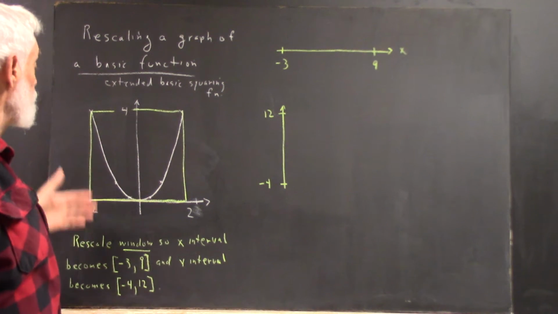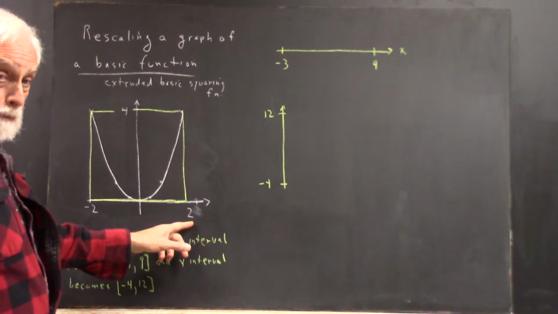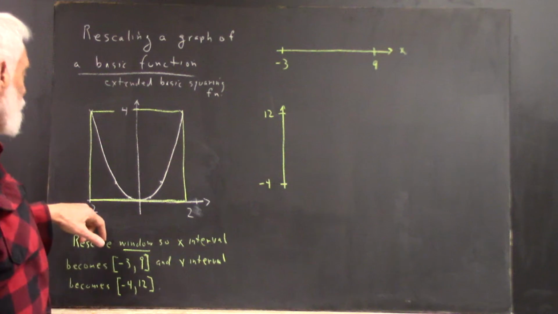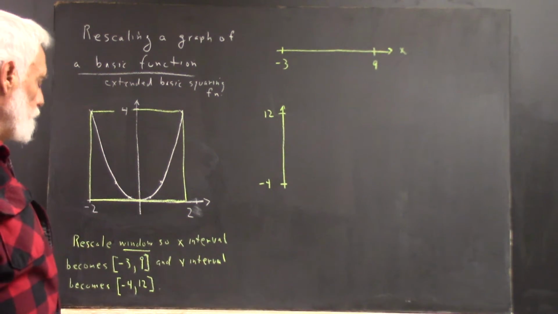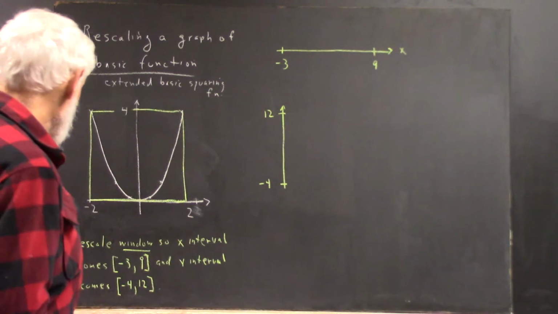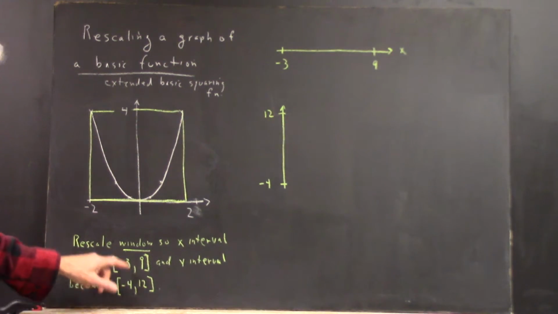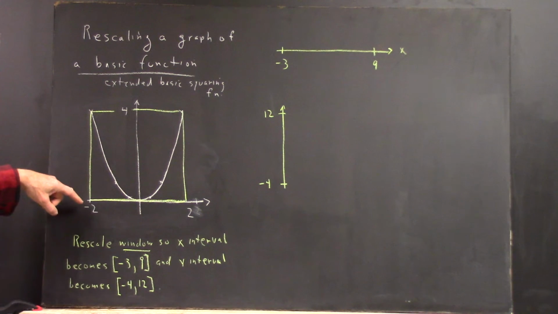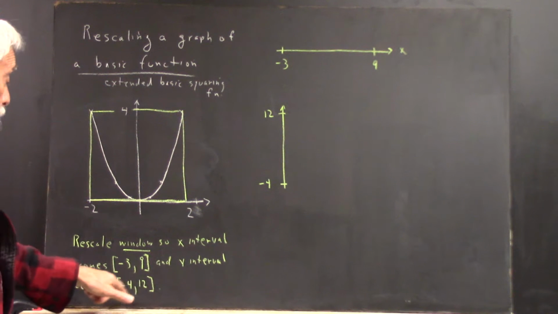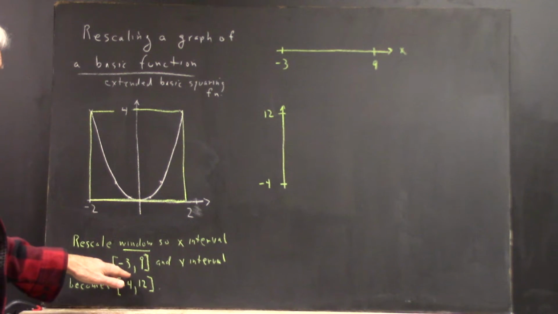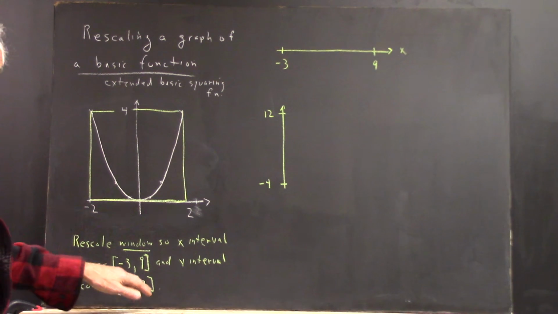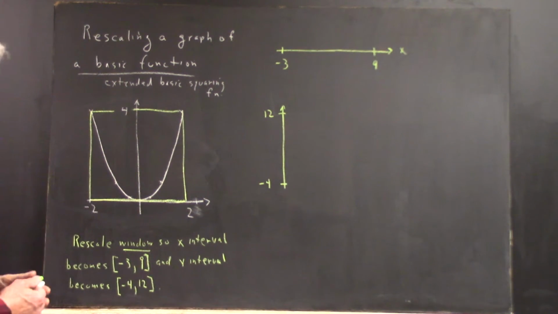And the window goes from x equals -2 to 2 for the basic graph. That means the window is the interval from -2 to 2, which would be written with brackets, [-2, 2]. That's standard interval notation that I'm using here. And 0 to 4 for the y. The y interval was [0, 4]. Now we want the x interval to become -3, 9, and we want the y interval to become -4, 12. What's that going to do to our picture?